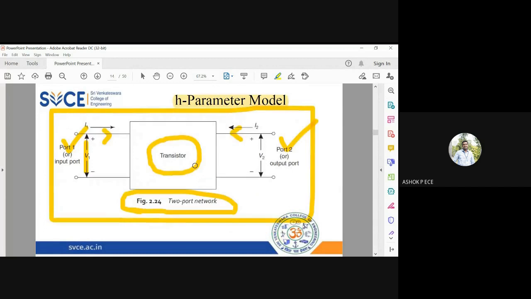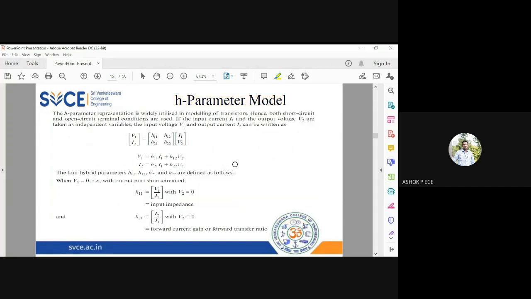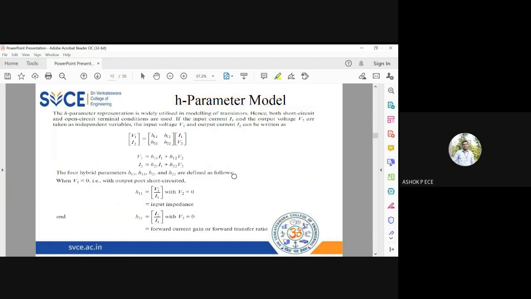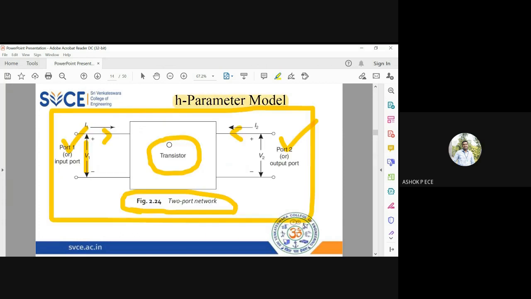Okay, so I think I will stop here. We will see about H parameters in detail, because only 5 minutes are left. If I start, it is going to be abrupt. I have to end the class. So I'm not going to start the H parameter equations today. I'll be starting with the H parameter equations tomorrow.